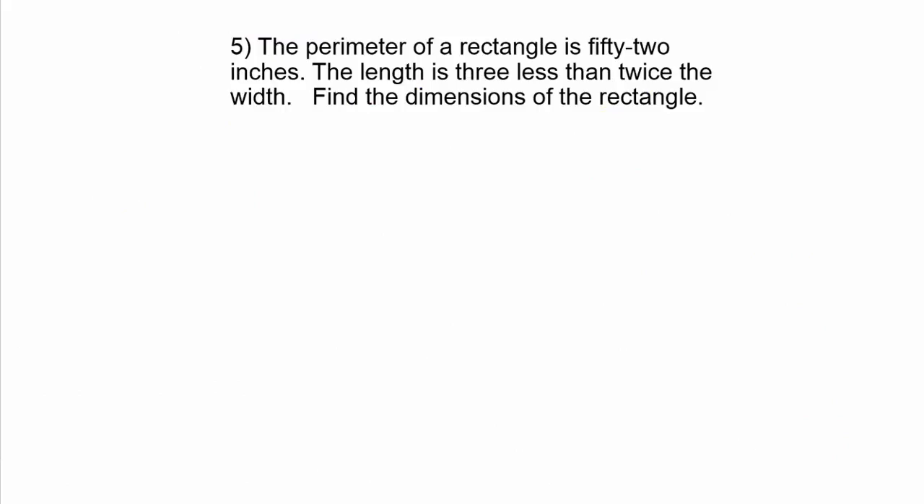Okay, next one. We've got a perimeter question here. It says the perimeter of a rectangle is 52 inches. The length is 3 less than twice the width. Find the dimensions of the rectangle.